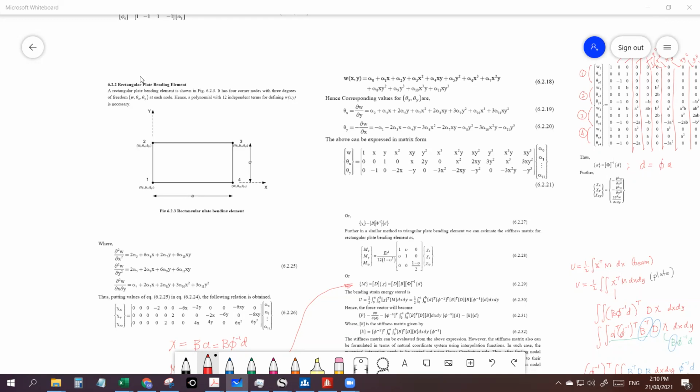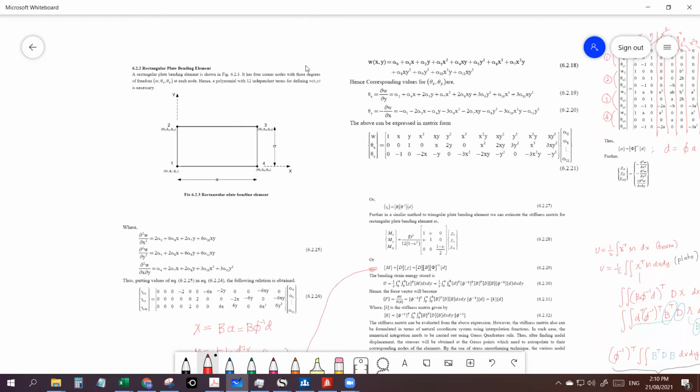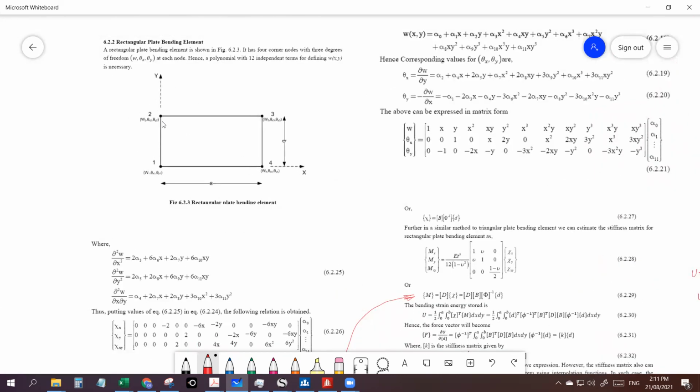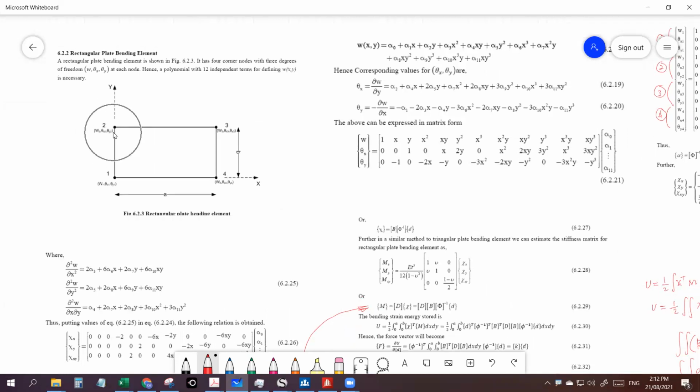Okay, so good afternoon. So let's discuss quickly rectangular plate bending elements. So we have 3 displacements per node in this plate element. And we assume a displacement function since we have 3 displacements per joint. So 1, 2, 3, 4. So 3 times 4, we have 12 unknowns. Okay?